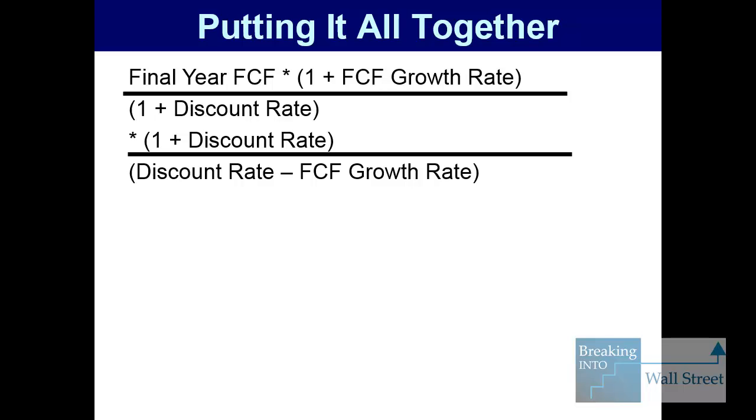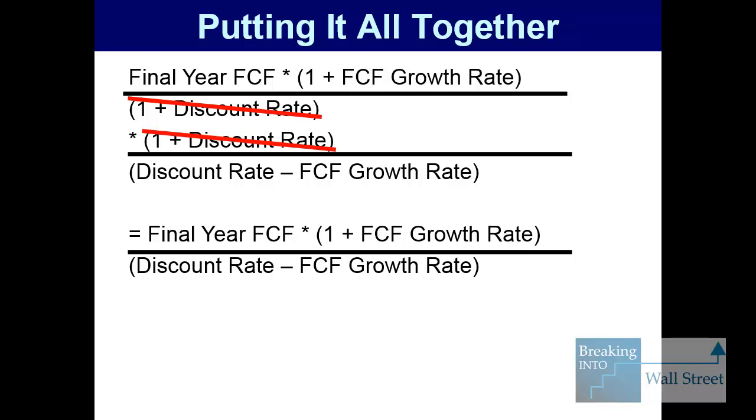The first fraction, final year free cash flow times 1 plus the growth rate over 1 plus the discount rate, multiplied by 1 plus the discount rate over the discount rate minus the free cash flow growth rate. And look at this, remember from your algebra and how fractions work, the denominator and numerator here cancel each other out because they're the same thing. So you have a denominator and numerator in two separate fractions you're multiplying that are the same. Well, they cancel each other out, and look what happens.